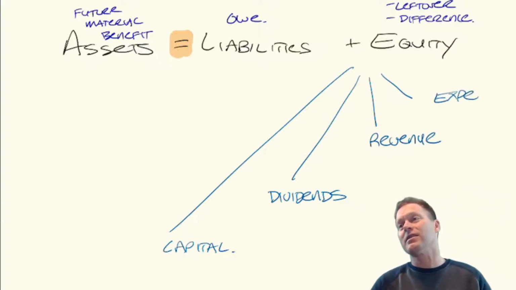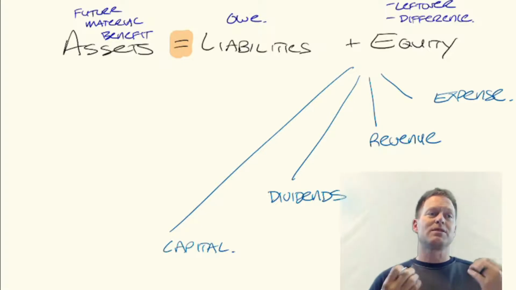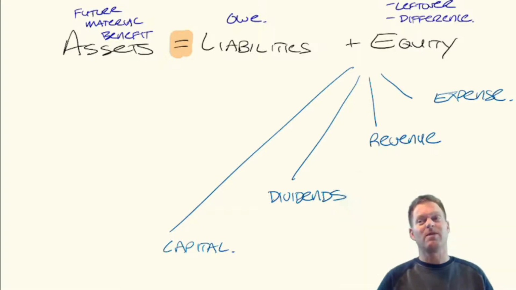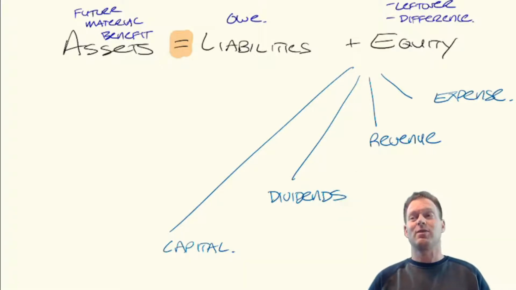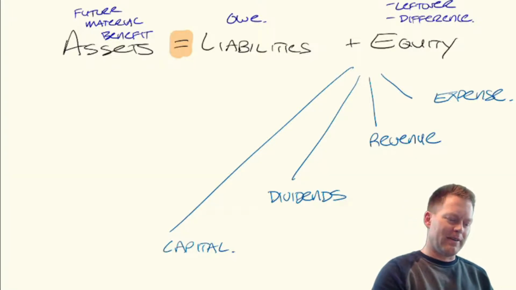Okay, so basic accounting equation: assets equals liabilities plus equity. To me, I would say, well, what are the 4 pieces of equity? The 4 pieces of equity: capital, dividends, revenue, and expense. All right, now you're going, great, yeah, I've heard those words before.